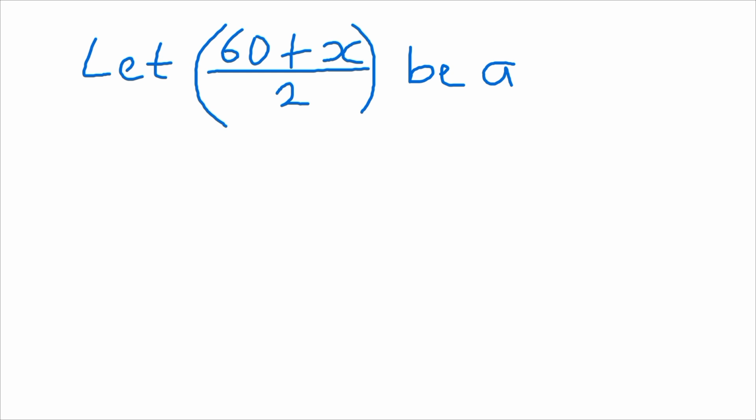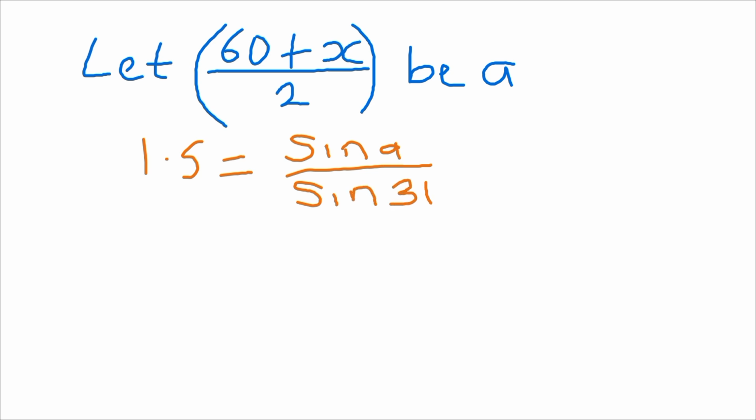And so the question becomes 1.5 is equal to sine a all over sine 30. We all know that if you punch the values in your calculator, sine 30 will give you 0.5. So I'm going to write that out.